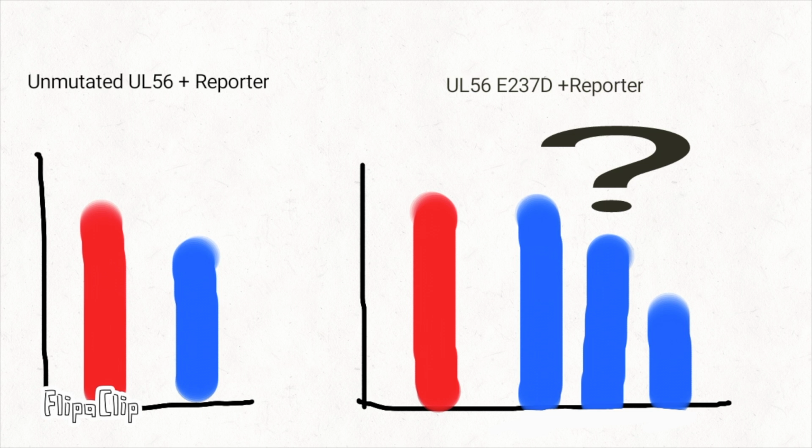The results of the unmutated UL56 plus reporter would be compared with those of the mutated UL56 E237D. Both would have the same levels of red. However, if the mutated has more blue, then the E237D has a lower affinity for the A site than the unmutated. If it has less blue, then the E237D has higher affinity for the A site. If it has the same, then the mutation has no effect.